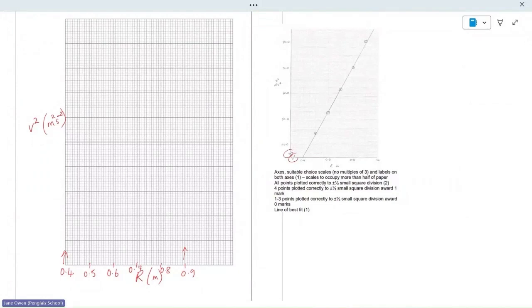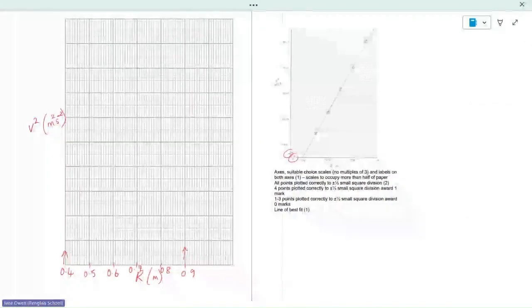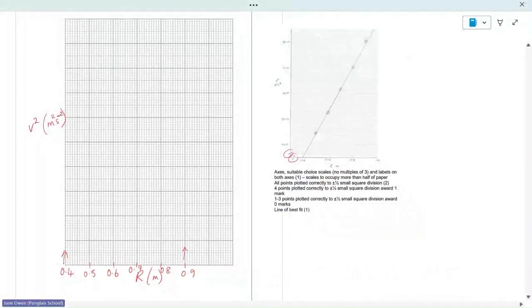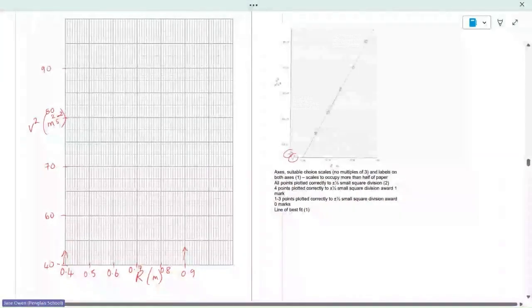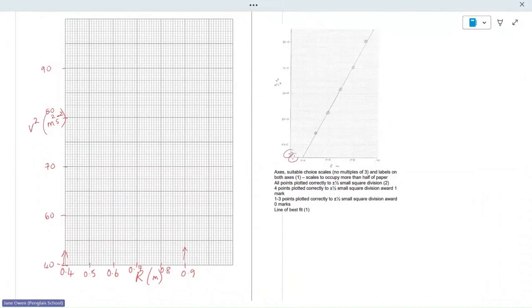Okay, and then V squared, I want to go from 40 up to 80. So I could start it here at 40, here, 60, 70, 80, and 90. And 44. So it's going to be in between this one and this one here. So that's more than half the graph grid. So I know that my plotting is going to be all right.